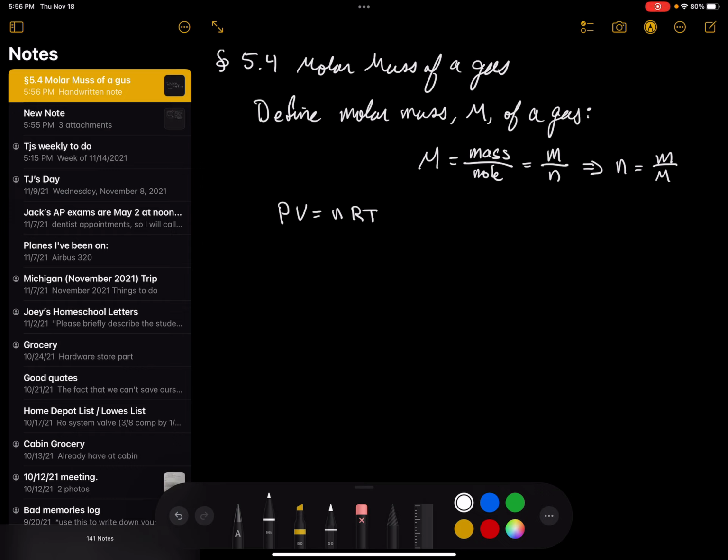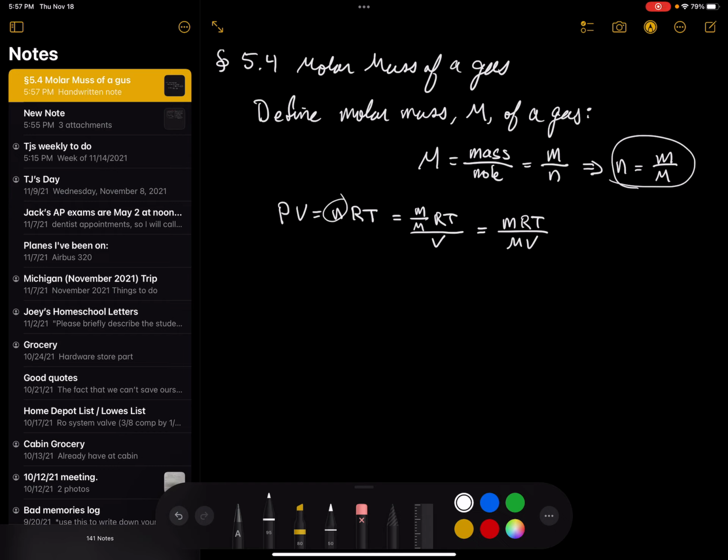And so, substituting this expression in for number of moles n, we get that PV equals little m divided by big M times RT. And so we just algebraically rewrite this as P equals mRT divided by big M times V.